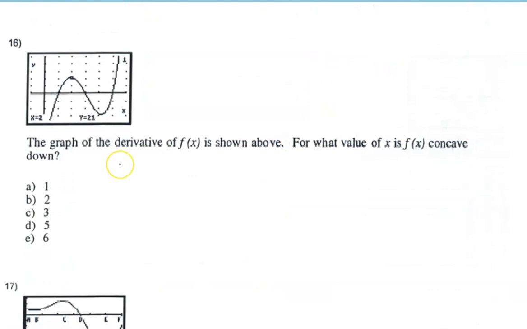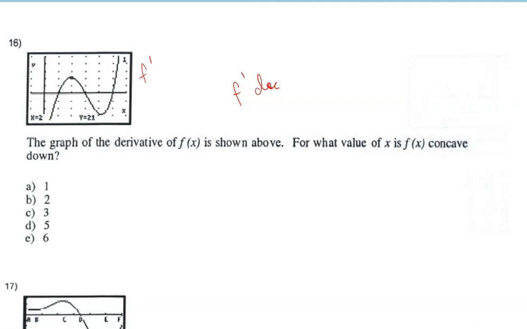Okay, 16. The graph of the derivative of f is shown. For what value of x is f concave down? Okay, so we're looking at f prime. We want to know where f is concave down, meaning we want to know where f prime is decreasing.